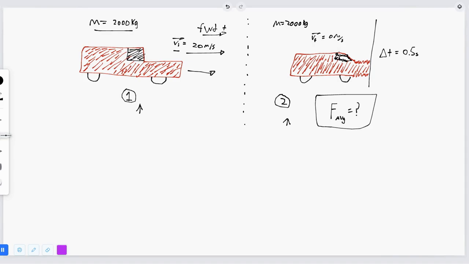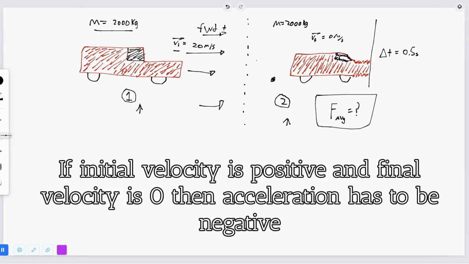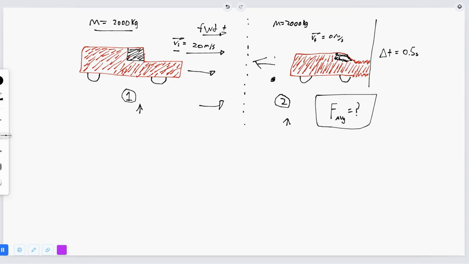So therefore, what direction will the force have to be in? If you started going this way, and then you finished not moving at all, that means the force would have to be in the opposite direction, right? Because that means acceleration would also have to be in the opposite direction. So force is in this direction, okay? Force is in that direction. And then time of the crash is 0.5 seconds, and we're trying to find the average force.